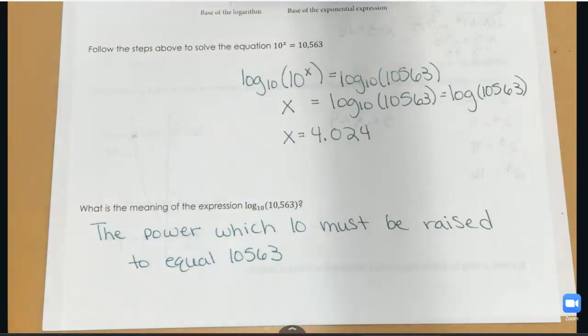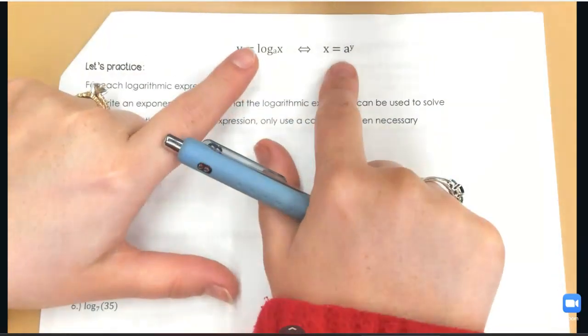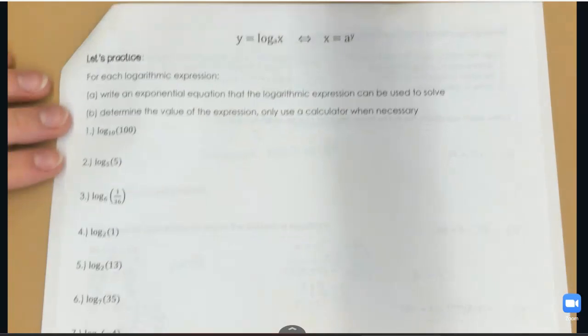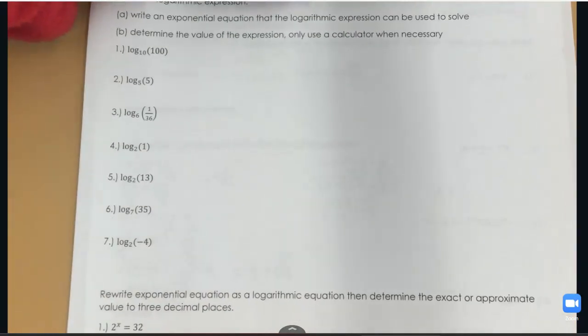Okay, we're going to get some practice now going back and forth between log and exponential form and evaluating these, sometimes with a calculator, sometimes without. So here are the two forms going back and forth. On these first 7, we are going to start with a log, rewrite it as an exponential, and then evaluate.